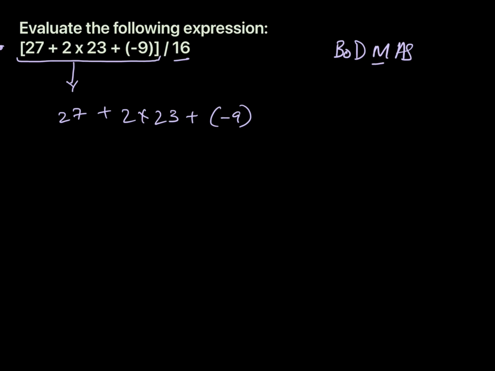Now, as multiplication has a higher precedence than addition and subtraction, we need to evaluate 2 into 23 first. This is equal to 27 plus 46, and plus minus 9 can be simplified to minus 9. Now we can proceed from left to right, since addition and subtraction have the same precedence. So this is 73 minus 9, which is equal to 64.